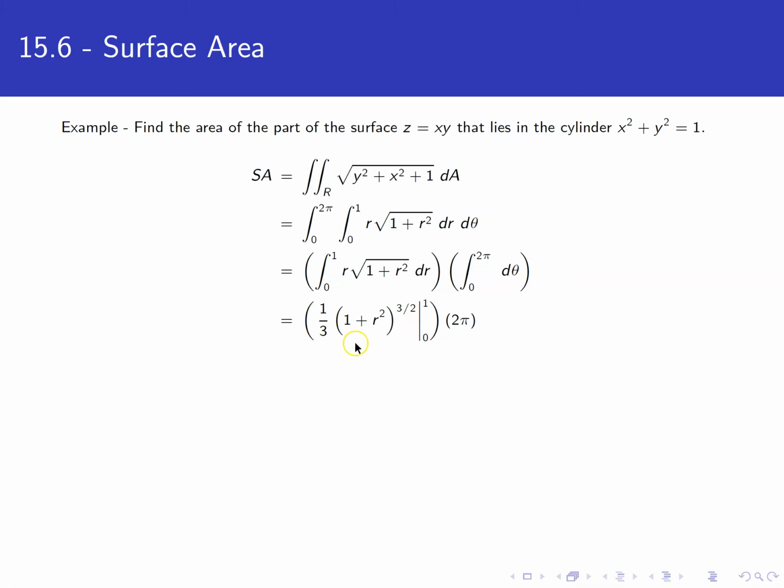So putting all those pieces together, we get a 1/3, 1 plus r squared to the 3/2, evaluated from 0 to 1. And I can put the 1/3 with the 2 pi, get 2 pi over 3, and then when we plug in 1, we get 2 root 2. When we plug in 0, we get 1. So we get 2 pi over 3 times (2 root 2 minus 1).